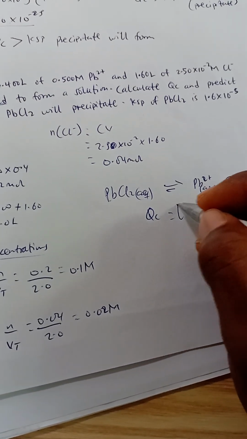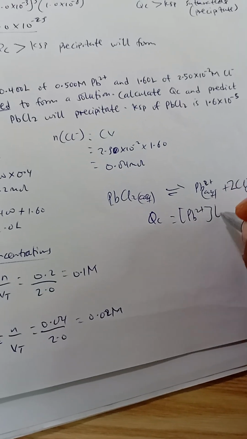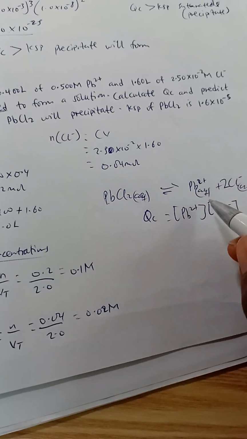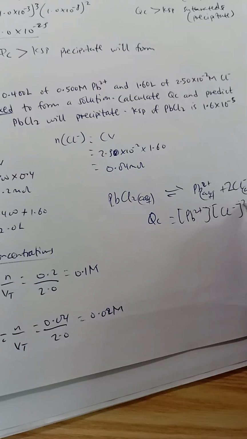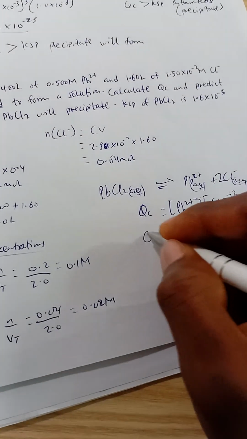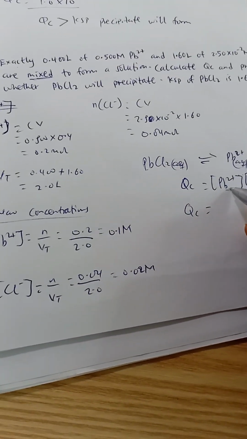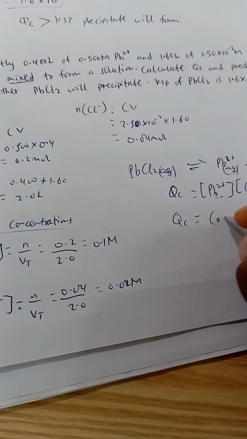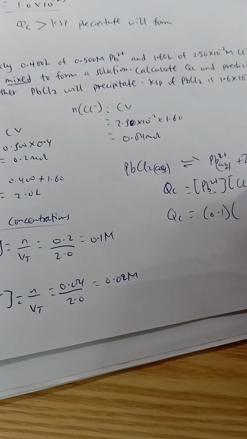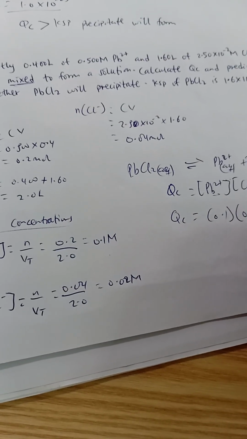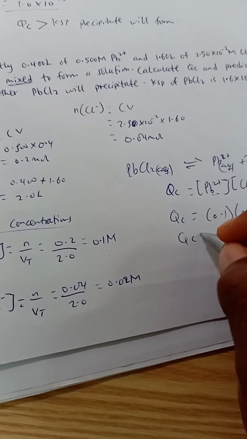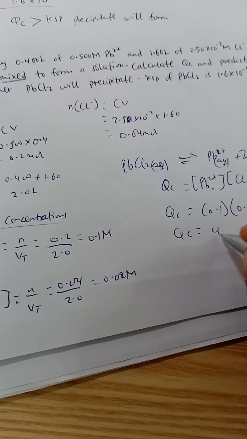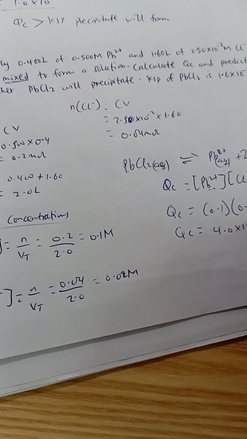Ionic product is the concentration of Pb2+ multiplied by the concentration of Cl- to their exponents. This one is 1, this one is 2. We know the concentration of these in the mixture: 0.1 here and 0.02 squared. So you're going to get 4.0 × 10^-5.